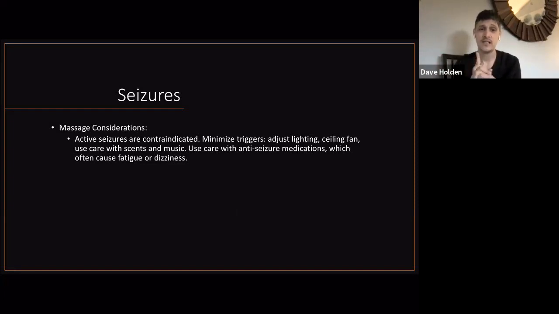Use care with anti-seizure medicines. A lot of times these will cause fatigue or dizziness, so they may need some assistance getting off the table. They may have a little massage brain going on when they get off the table. But other than that, focus on muscle tension, things like that. Seizures shouldn't present a problem as long as they're not actively having a seizure.